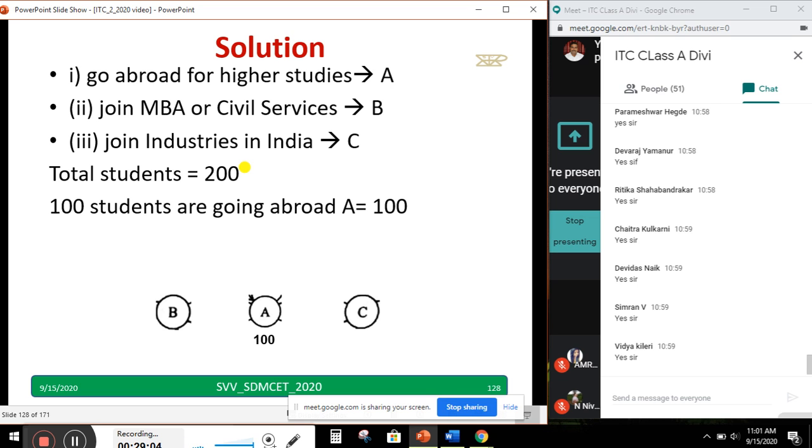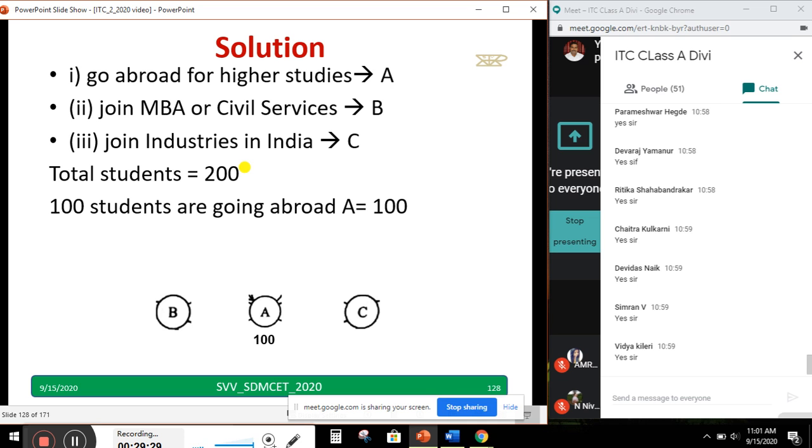In the exam, if you are getting confused, no problem. You can take it in a triangular fashion instead of a straight line. Why we took it this way is that B and C have no chance of exchanging. He has told that in the problem statement only. Even if you do not understand in the exam, you can write it like a triangle also, no problem. The answer will remain the same. HA, HB, HC will remain the same. Total students are 200. 100 students are going abroad. Therefore, A equal to 100.